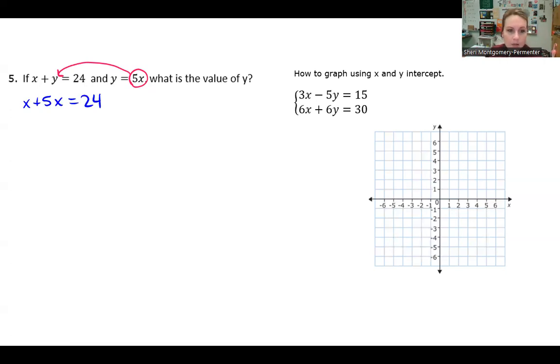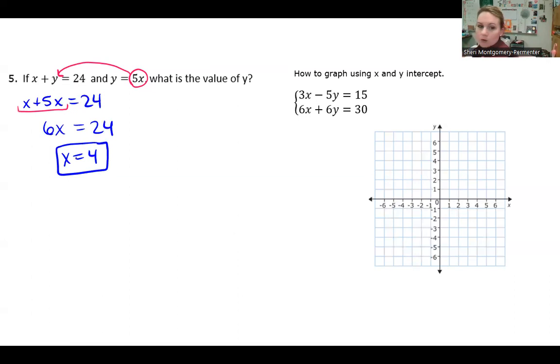If we have 1x and then we have 5 more, how many x's do we have? So we have 6x is equal to 24. What times 6 gives you 24? Y'all be nice. That is correct. X is equal to 4.